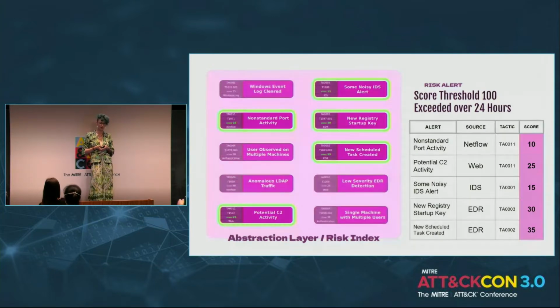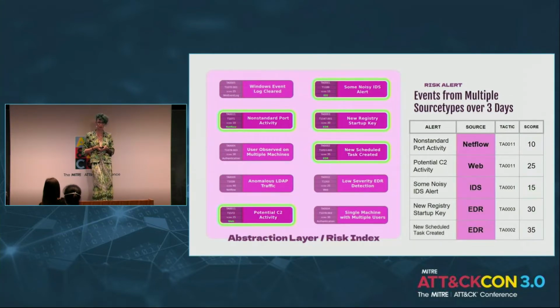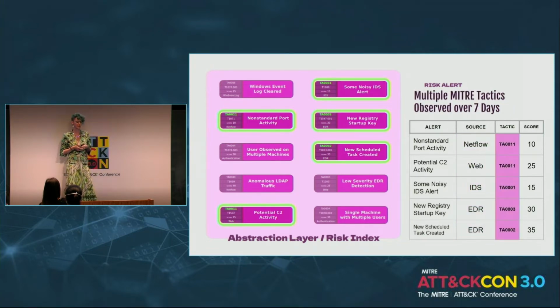But you could also do, for example, events from multiple source types over 3 days, or really any time frame. This was actually our highest performing alert, when we went from 800 to 1400 alerts per week to 80 to 120. We would get maybe 0 to 10 of these per week, but they were very high fidelity because it's very uncommon for someone from HR to pop something from NetFlow, IDS, web, and EDR or something along those lines. So we really love that alert. And then we could also look at multiple MITRE tactics observed over 7 days. So you could see these same events would potentially be caught in a more spread out time frame.